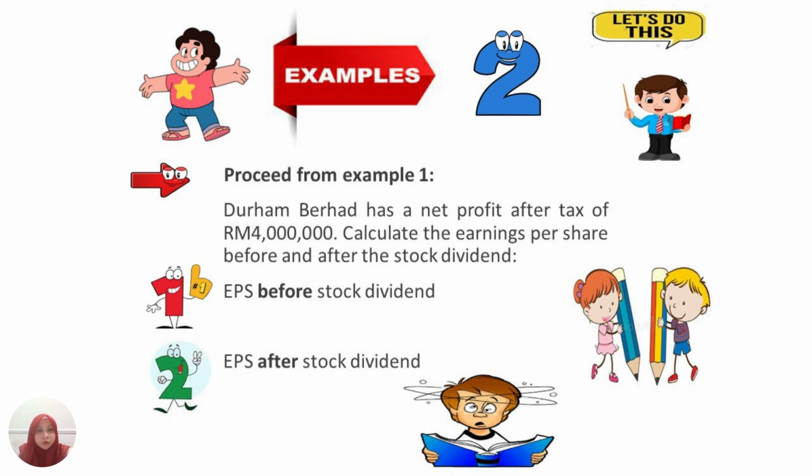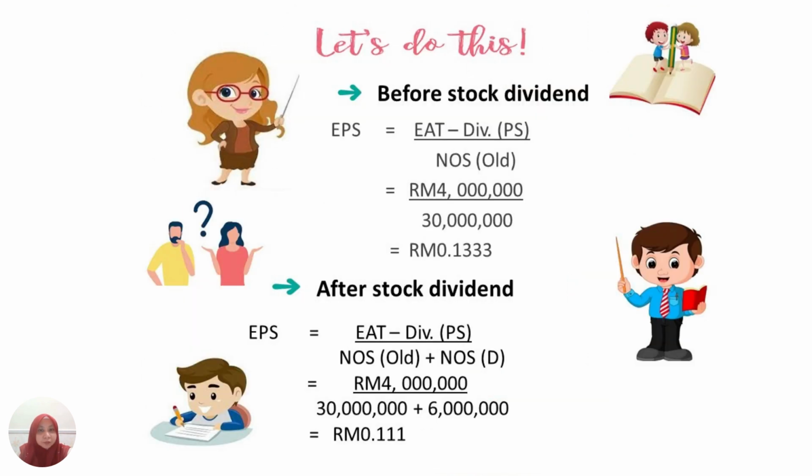Now we proceed with example number 2. This example proceeds from example 1. Darren Berhad has a net profit after tax of Ringgit Malaysia 4 million. Calculate the earning per share before and after the stock dividend.